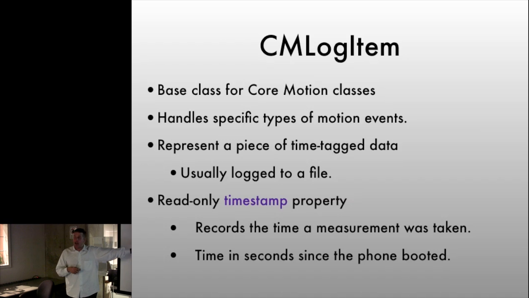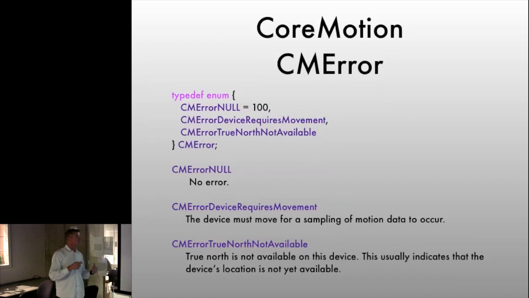It has a timestamp property that's part of the log item. This base class is available in every one of the Core Motion frameworks, so you can read this timestamp property. A lot of times people will log all this data to a file so that they can replay it back later. It records every time a measurement was taken, and the time that it reports back is the number of seconds since the phone was rebooted.